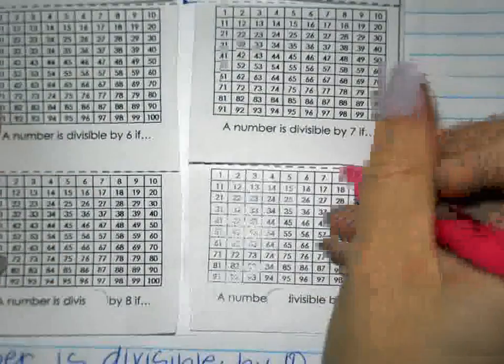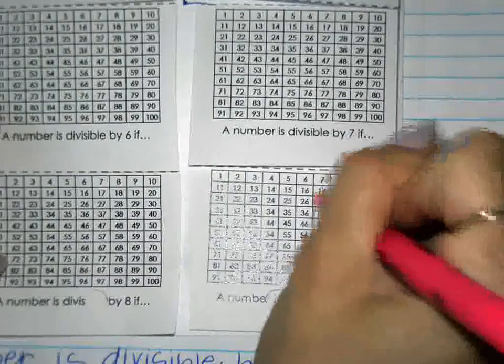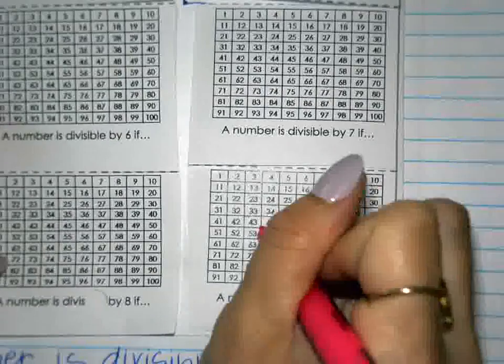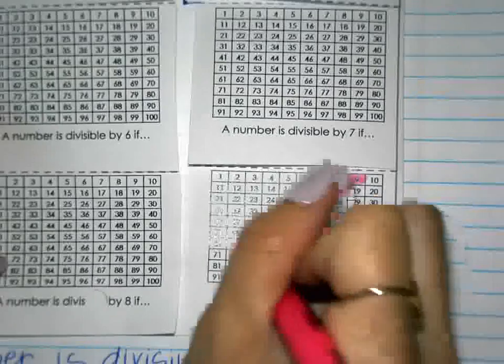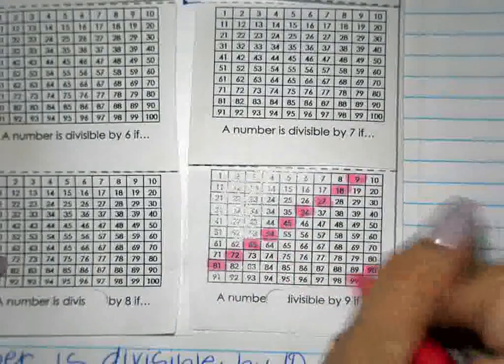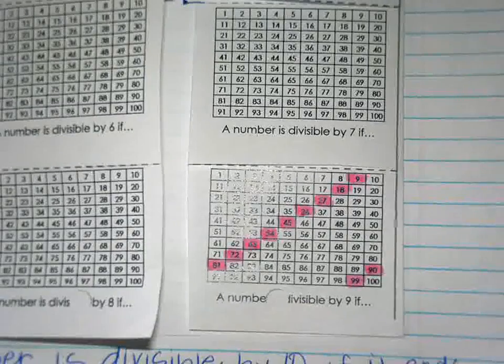We are then going to go into the number 9, because the number 9 is very similar to the number 3. Same thing, I want you guys to highlight your 9s. So 9, 18, 27, 36, 45, 54, 63, 72, 81, 90, and 99. Those are all of your numbers that are divisible by 9.